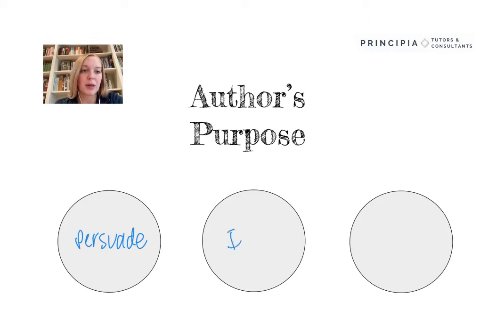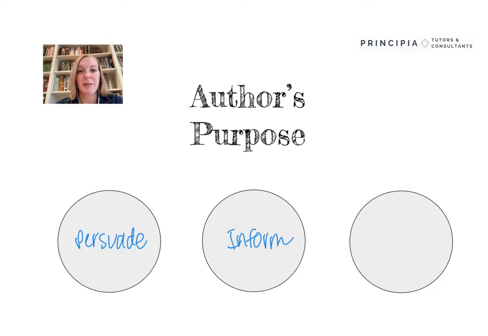The second basic purpose would be to inform. So if an author's purpose is to inform, they just want to give you facts and information about something. They don't necessarily have an opinion that they want you to believe. A great example of an informing piece would be an entry in an encyclopedia.